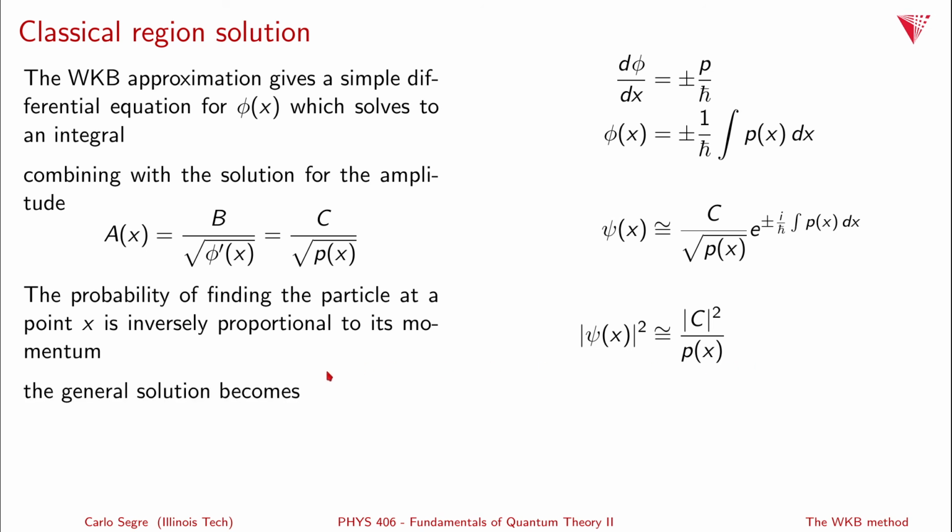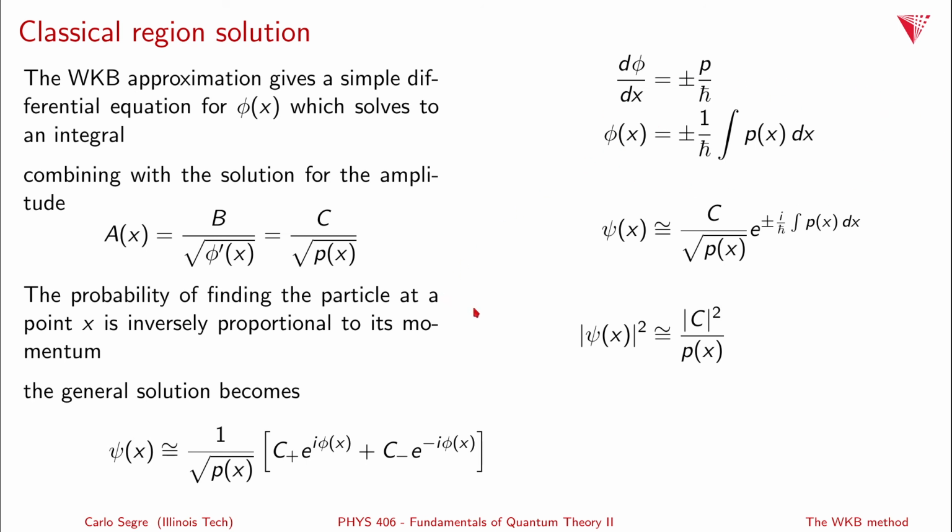The general solution now can be written as a linear combination of the plus and minus exponentials. That is the same as saying a particle going to the right and a particle going to the left in x, positive and negative values. So psi of x is approximately equal to, under the WKB approximation, 1 over the square root of p of x times the quantity c plus, the coefficient c plus, e to the i phi of x, plus c minus e to the minus i phi of x, where phi of x is given up here.